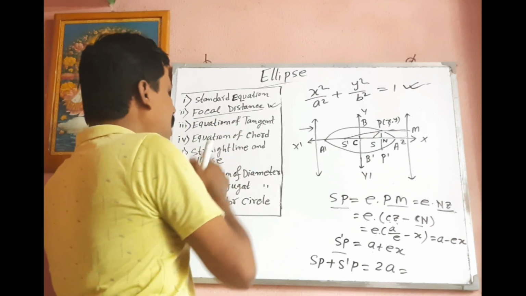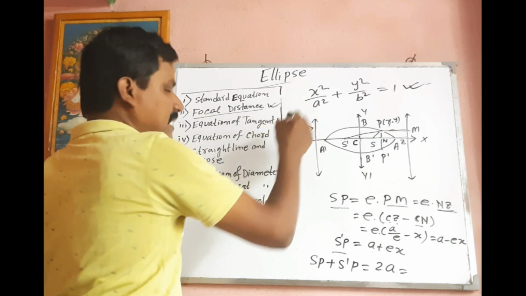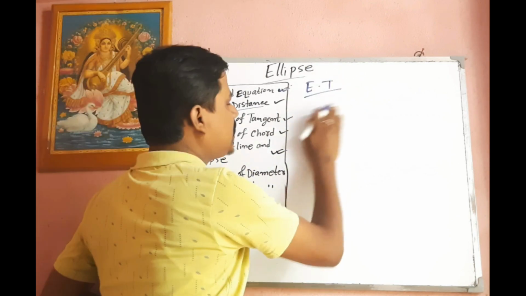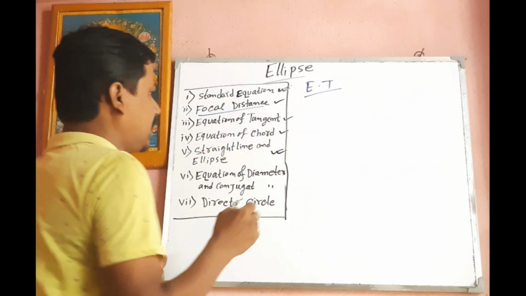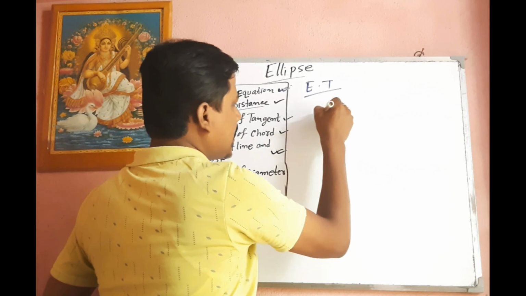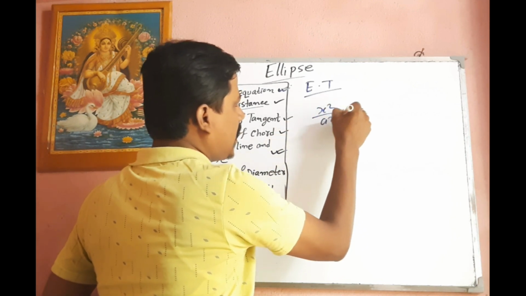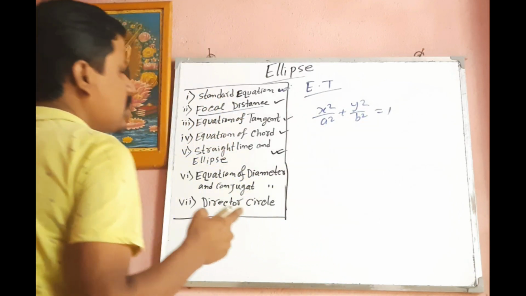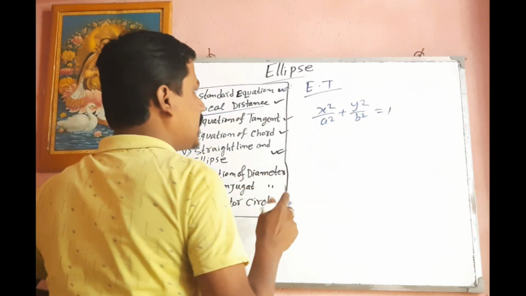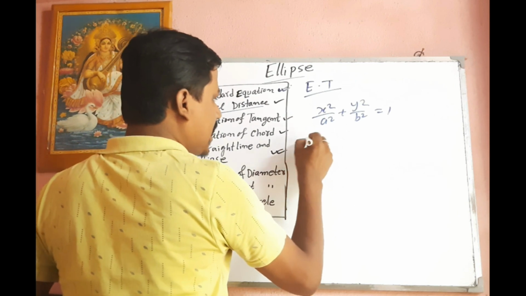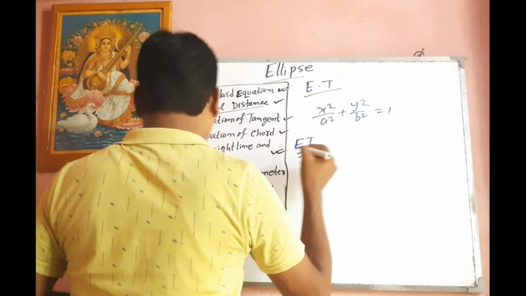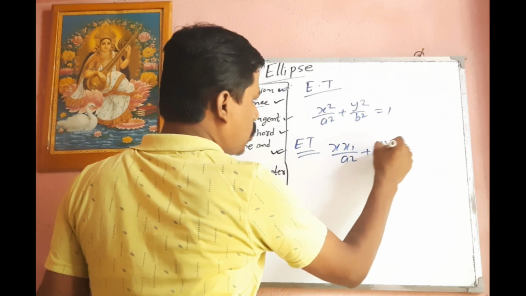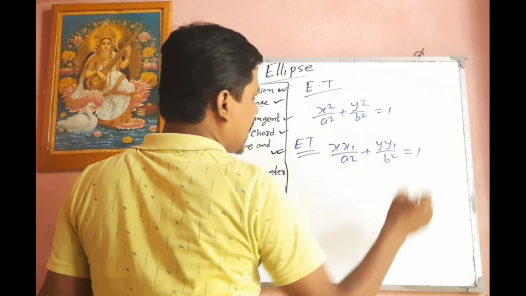Now we move to the third part, that is the equation of tangent. In this part, for the standard equation of the ellipse, the equation of the tangent will be x into x1 divided by a square plus y into y1 divided by b square is equal to 1.